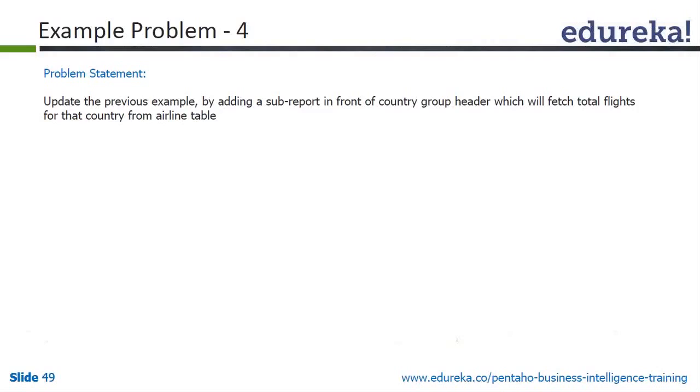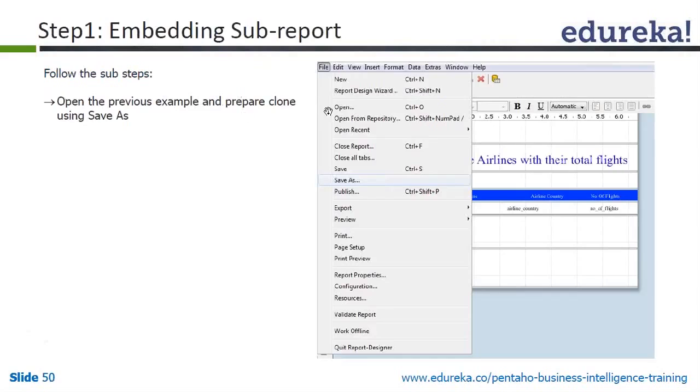So the next example is to update the previous example by adding a sub report in front of the country group header. We have added the country group header. In front of that, add one sub report which will fetch total flights for that country from the airline table. So how many flights in total for that country are available from the airline table.